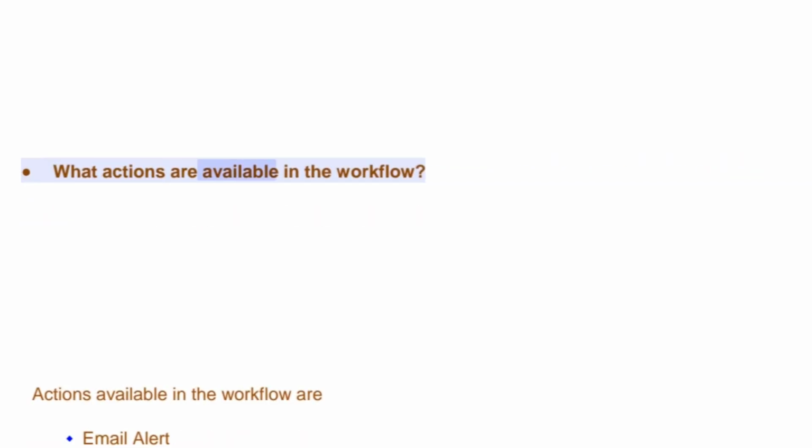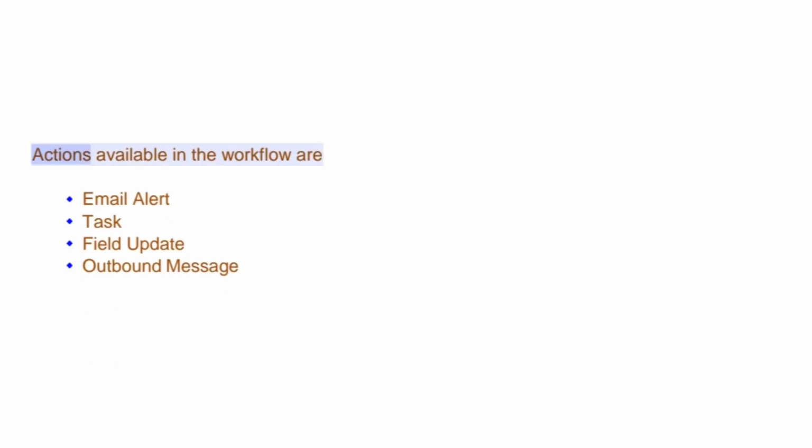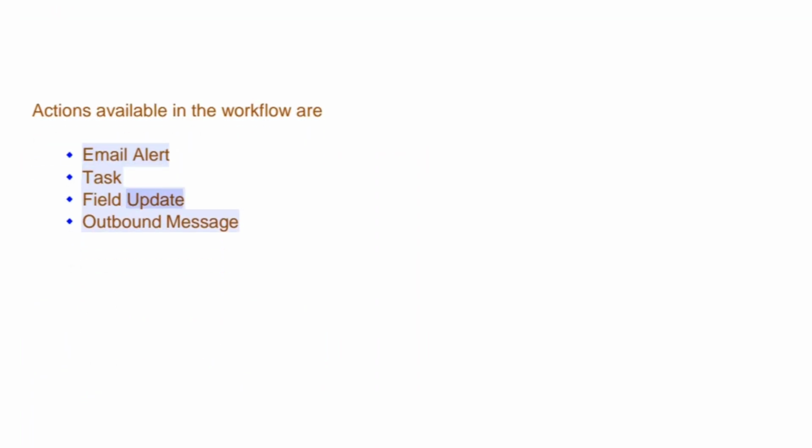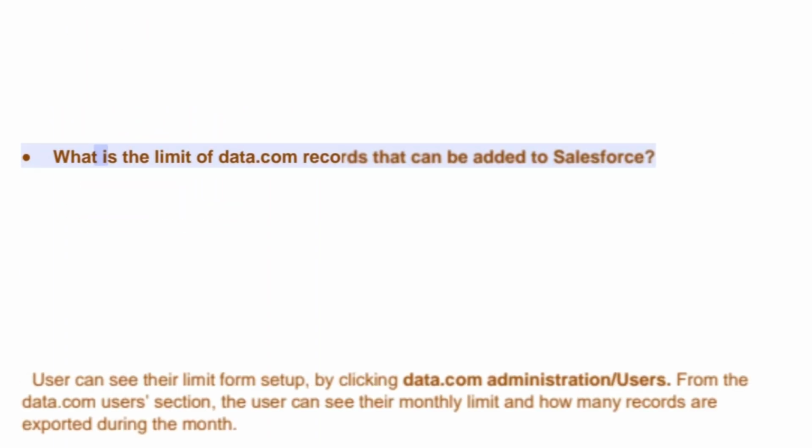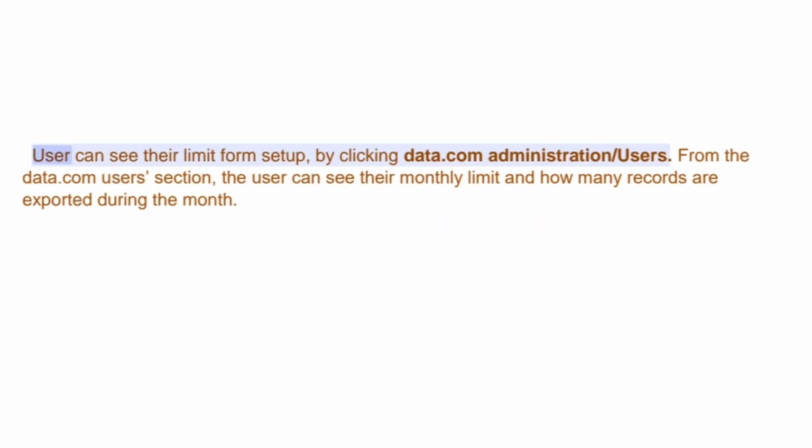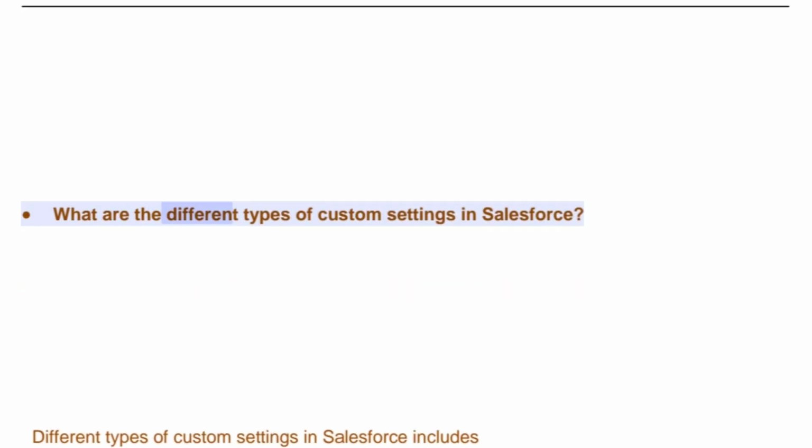What actions are available in the workflow? Actions available in the workflow are email alert, task, field update, and outbound message. What is the limit of Data.com records that can be added to Salesforce? Users can see their limit from Setup by clicking Data.com Administration, Users. From the Data.com Users section, the user can see their monthly limit and how many records were exported during the month.